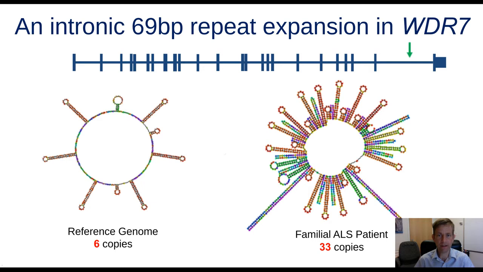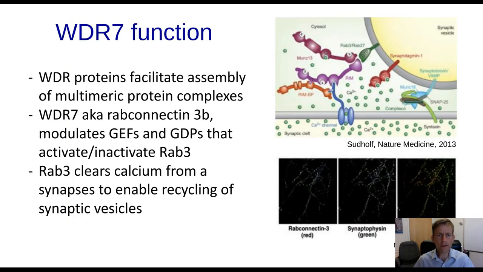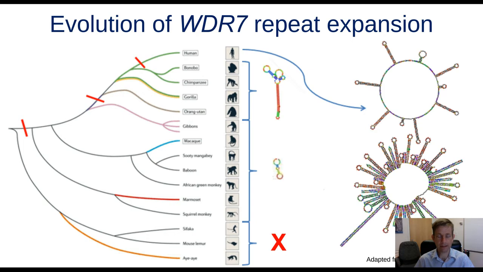Again, when this repeat is inserted into RNA folding algorithms, it reveals this really unique hairpin structure of this intronic sequence. The gene WDR7 itself encodes a protein that localizes to synaptic vesicles, involved in the control of calcium-dependent exocytosis of neurotransmitters, as well as acidification of endosomal vesicles. All of these are relevant to ALS etiology. So we wanted to look further at WDR7 function and the evolution of this repeat expansion.